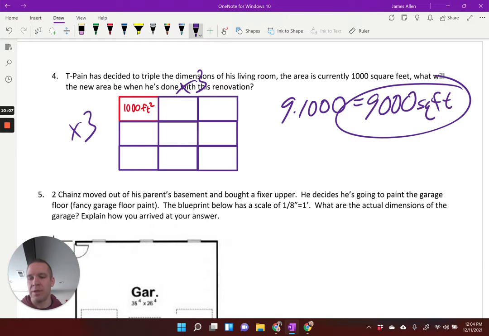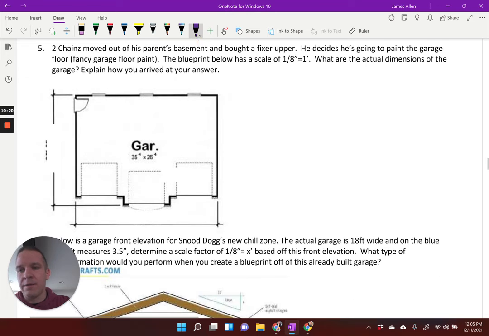Common mistake is just tripling it to 3,000. But then you got the other dimension, and you got those extra ones inside there. So this is gonna be a big old living room. 9,000 square feet. You can play like basketball in there, I feel like. Actually, I don't know what the actual dimensions are of a basketball. I don't know. All right, next one.